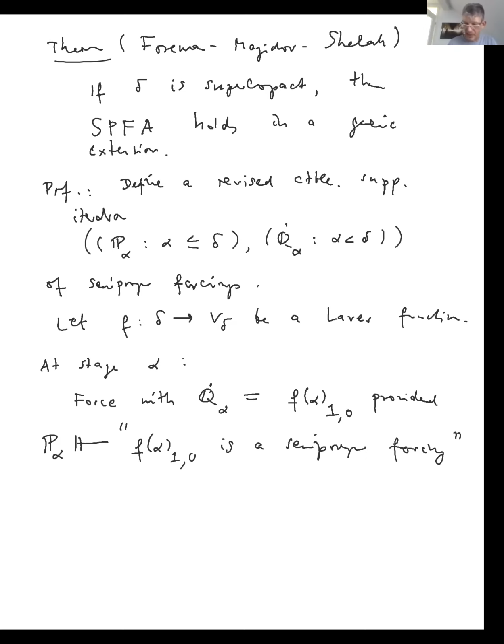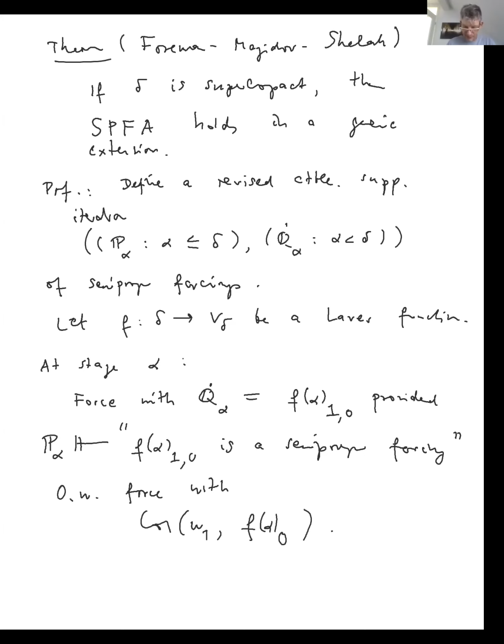And otherwise, if that's not true, you just collapse. Otherwise, you force with the collapse of, let's say, f alpha 0. That's always a cardinal less than delta, and you want to collapse it to omega 1. This is a sigma closed forcing, so it has all the nice properties we want of our forcings.